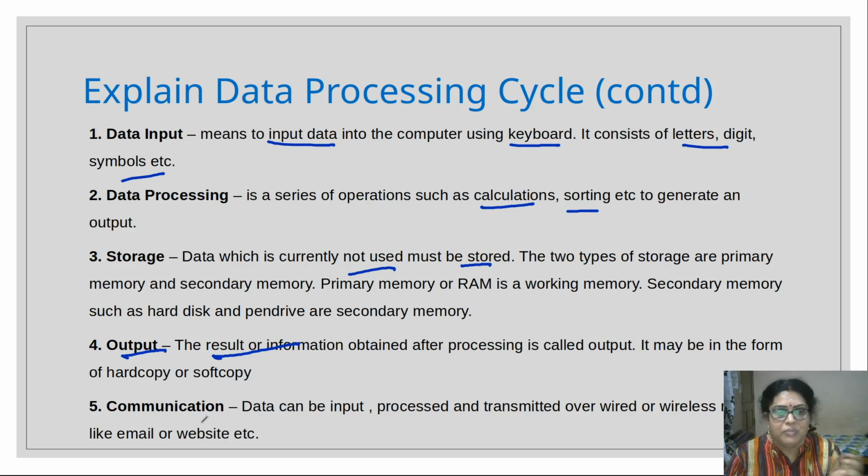And the last one is communication. Now this data input, process and output can be done at remote locations also nowadays because of computer networks. Computers are connected to one another and the sharing of resources is possible. The communication over wired or wireless medium has become very common nowadays. So you can send this data through email, or you can process the data at different remote locations, or you can use websites for various purposes. Okay, hope this is clear. This particular question is a very easy question. Please attempt it if it comes.